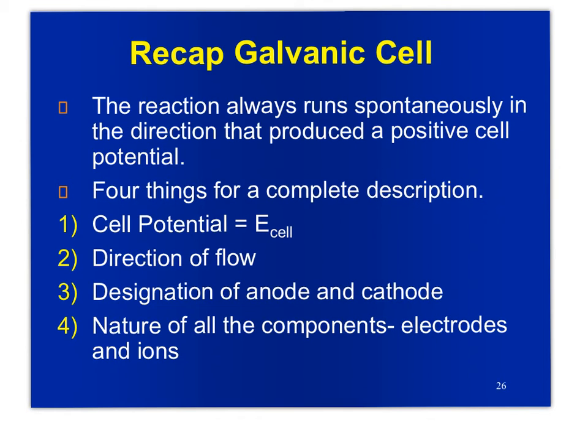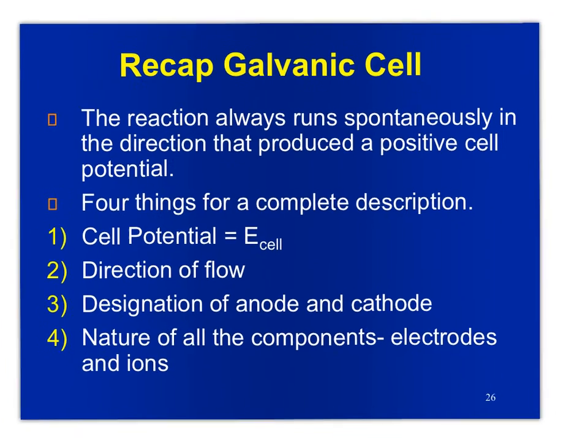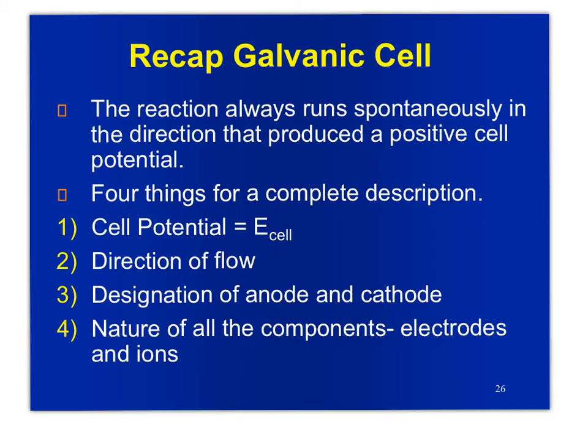So let's recap the galvanic cell. The reaction always runs spontaneously in the direction that produces a positive cell potential. So again, we have to have a positive number when we add those values up from the standard reduction potential chart. And 4 things for a complete description. You have to have the cell potential, the E cell, the direction of flow of electrons, so which way they go, and designation of the anode and the cathode, and the nature of all the components, the electrodes and the ions.